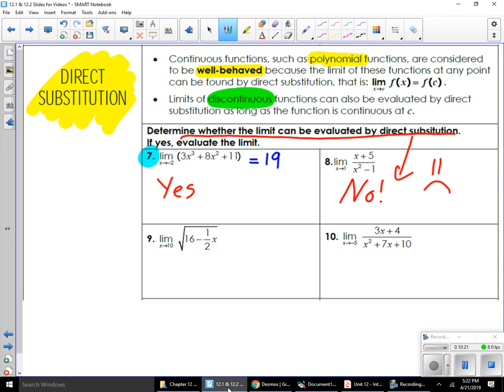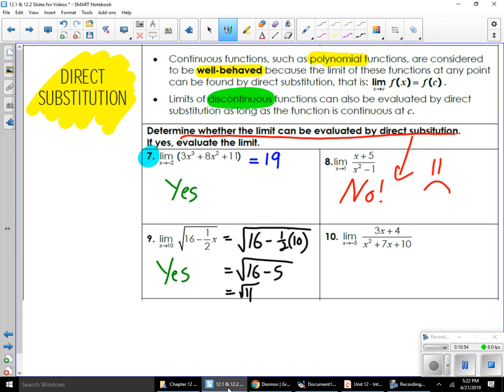Take a look at number 9 here. With number 9, this one isn't so bad that we really need the calculator, so let's just go ahead and do it. We have 16 minus 1/2 times x. X in this case is 10. Now, radical functions are not as well behaved as polynomials, but this is going to work for us. Half of 10 is just 5, so this is the square root of 16 minus 5, which is just root 11. It's an ugly limit, but that is our limit. So yes, yes should really be green. That makes me much happier. So yes, in number 9, we could use direct substitution there.